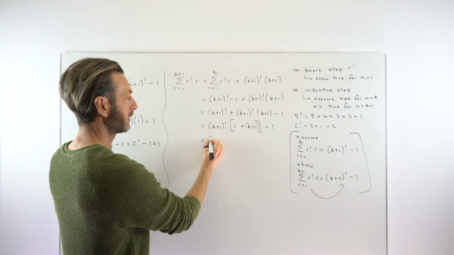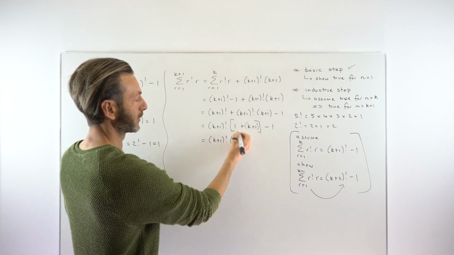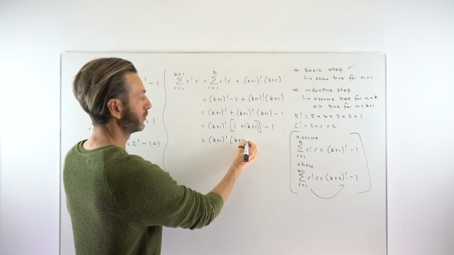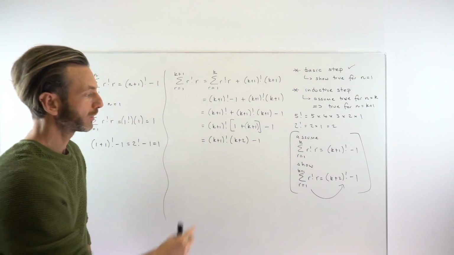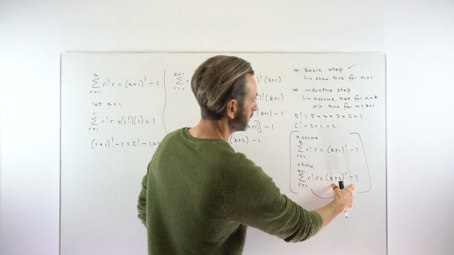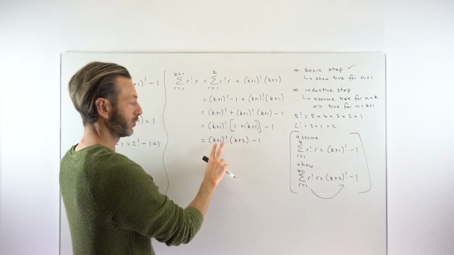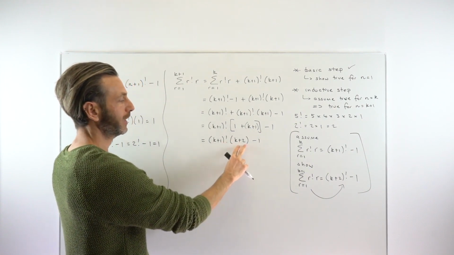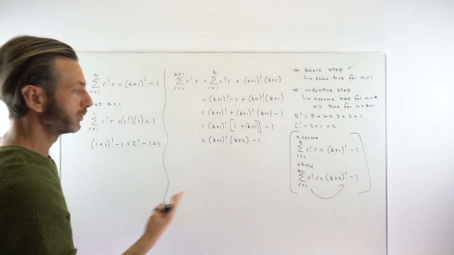But you can see now that the inside of that bracket becomes a k plus 2, okay? Just a k plus 2, don't need the square bracket anymore. And then we've got a minus 1 on the end. So we're fairly close now to getting where we need to be. We've got that minus 1 on the end, but we don't have a k plus 2 factorial. We've got a k plus 1 factorial and a k plus 2, just a normal k plus 2. So how do we get to there?